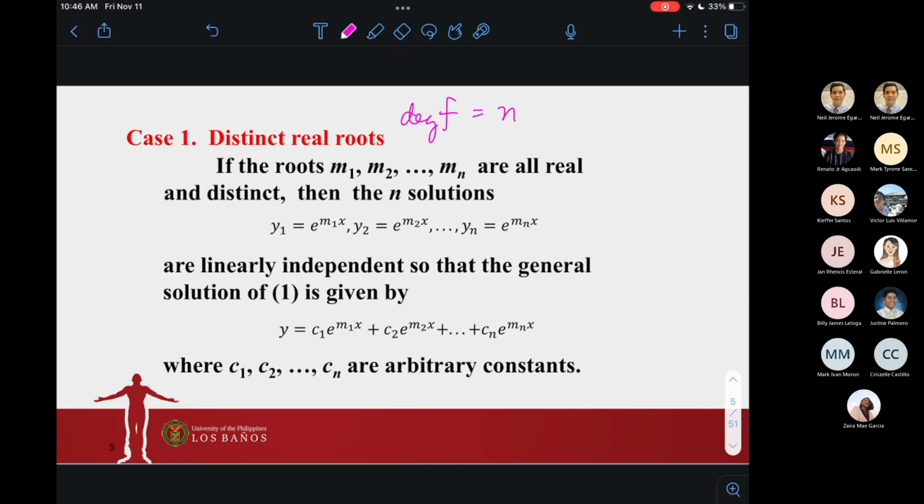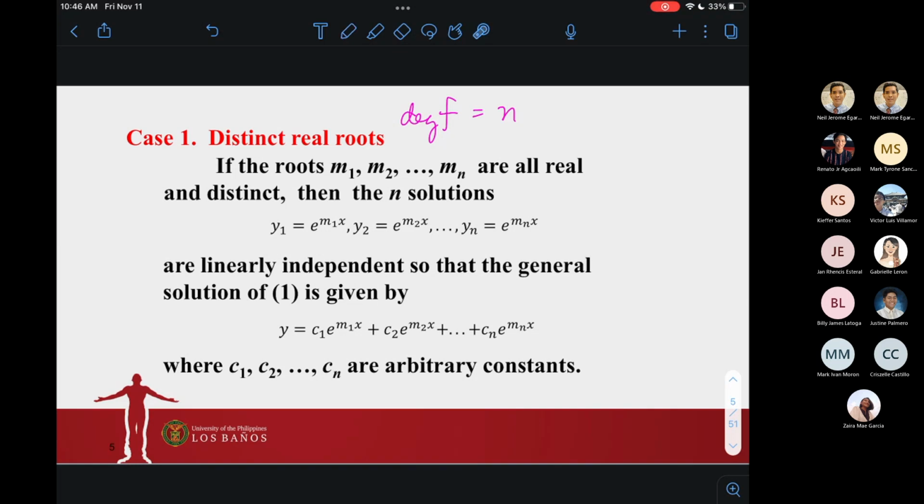So may tatlong cases. Una, iba-iba yung mga roots at lahat sila ay mga real numbers. And that is what is addressed by case number 1. Case number 2, may mga naulit na real roots. And in case number 3, may mga complex roots. So sa bawat isang case na yon, makikita natin ano yung itsura ng general solution dun sa GLDE na f of D applied to y.